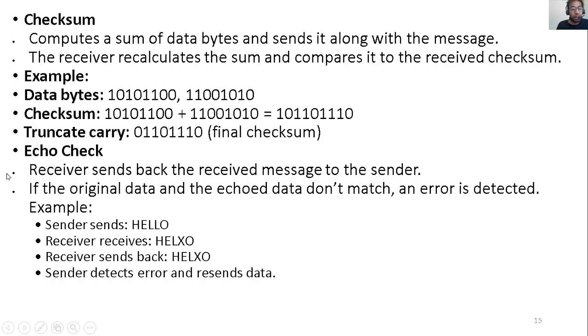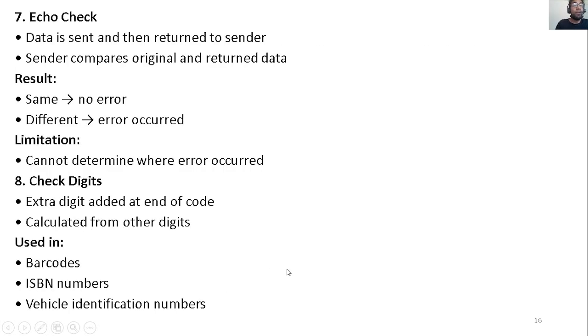There is an example. Sender sends the message hello and the receiver receives a message hello. The receiver sends the message back, and if that message is no longer hello, then obviously there is an error in the message. So the sender detects the error and resends the data, because it compares it with the previously sent data.